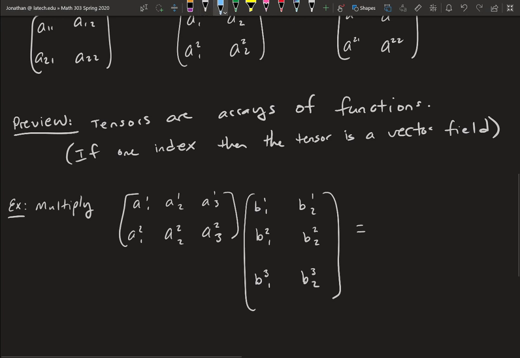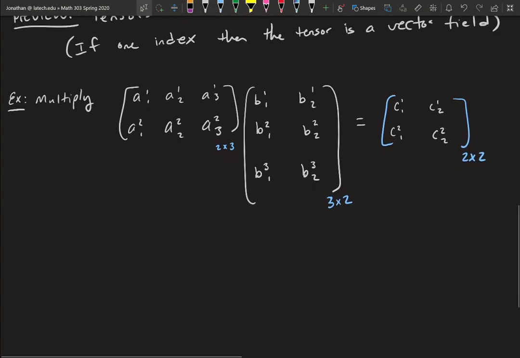Well, what's the size of the resulting matrix going to be? Well, this is a 2 by 3, and this is a 3 by 2. So the resulting matrix is going to be a 2 by 2 matrix. And its components, we'll call them C11, C12, C21, C22. Again, you don't know at this point that there should be one up and one down. Once we get through chapter 3, we'll understand completely. But for now, we'll just write it like that.